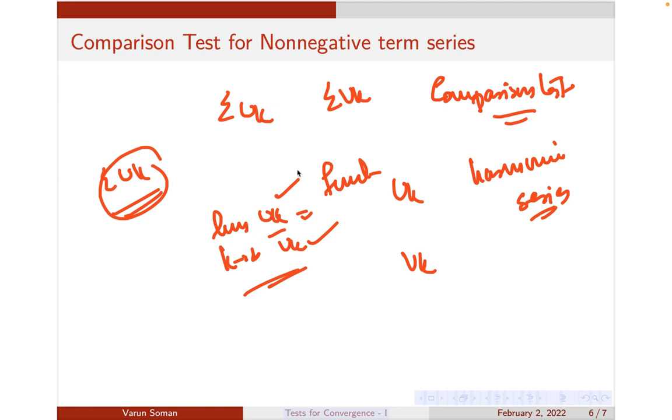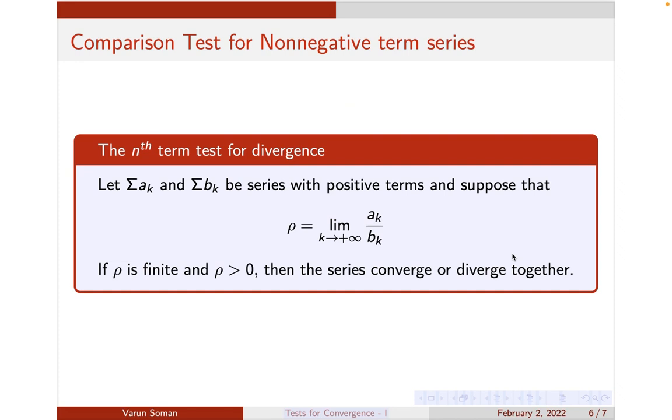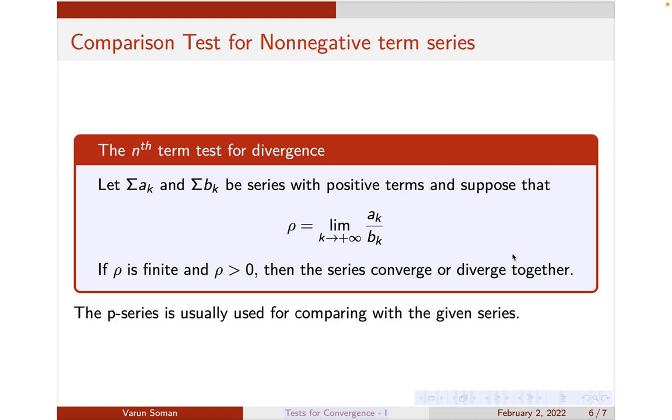It's very simple. Usually the series used for comparison will be a harmonic series. If you take the limit of uk by vk, and suppose it is some fixed constant L, then uk and vk will converge or diverge together. This is the statement of the comparison test. There are also other statements, but I am only following this one here. They have talked in terms of ak and bk, no issue. Now suppose you have been given a series sigma ak.